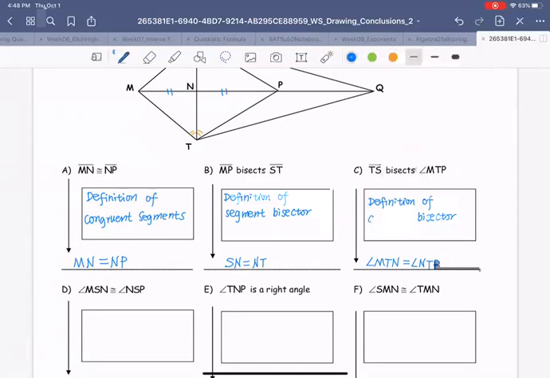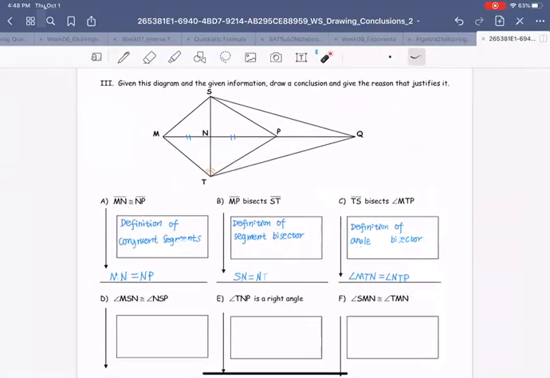Makes sense to you now? Look, Brian, when this guy is the angle, you write down angle here. When this guy is a line segment, you write down segment here. Makes sense now? Let's go look at D.